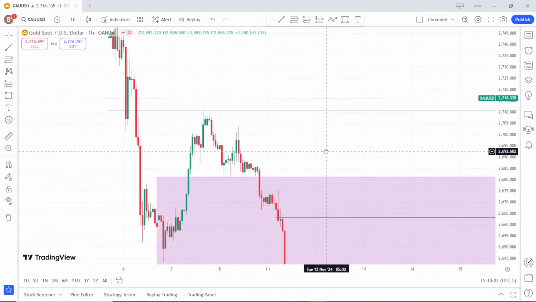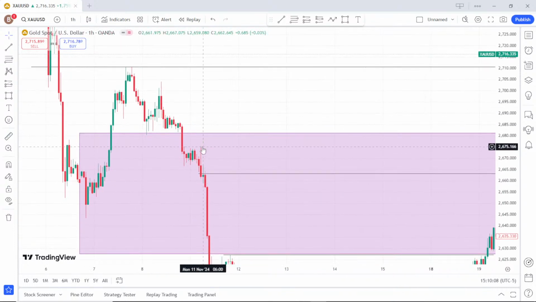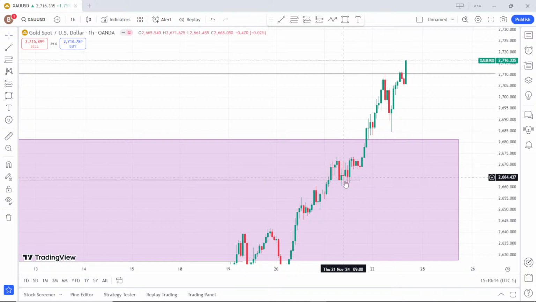That's it. Long trades to target 1 from here first. This point, this point, this point. So I took one here, then followed it all through, and then I took one on Friday. Yeah, I took one around there on Friday.